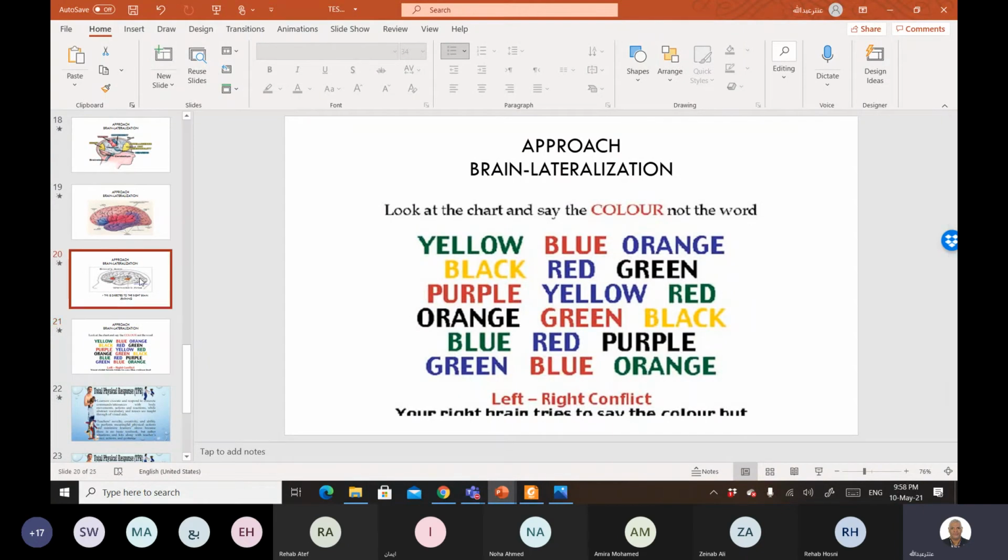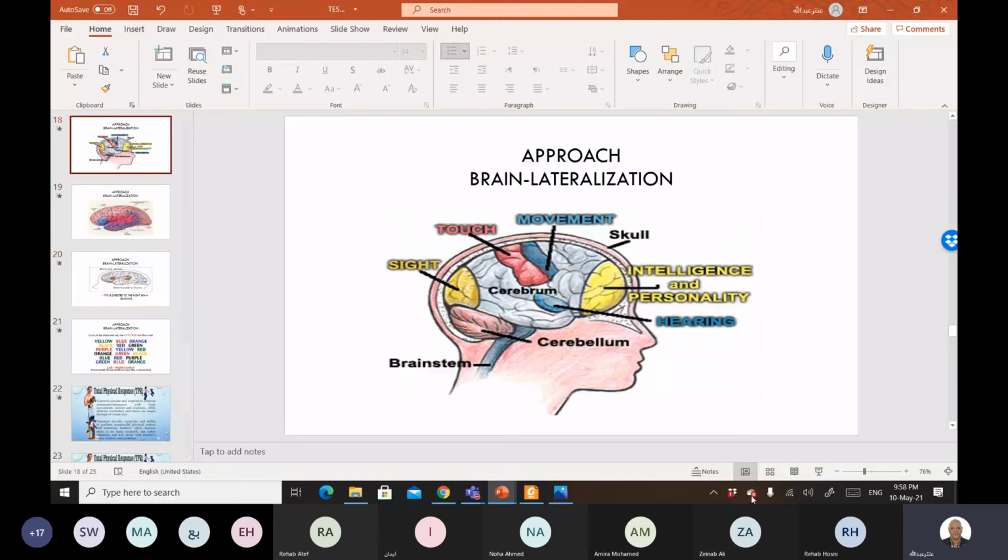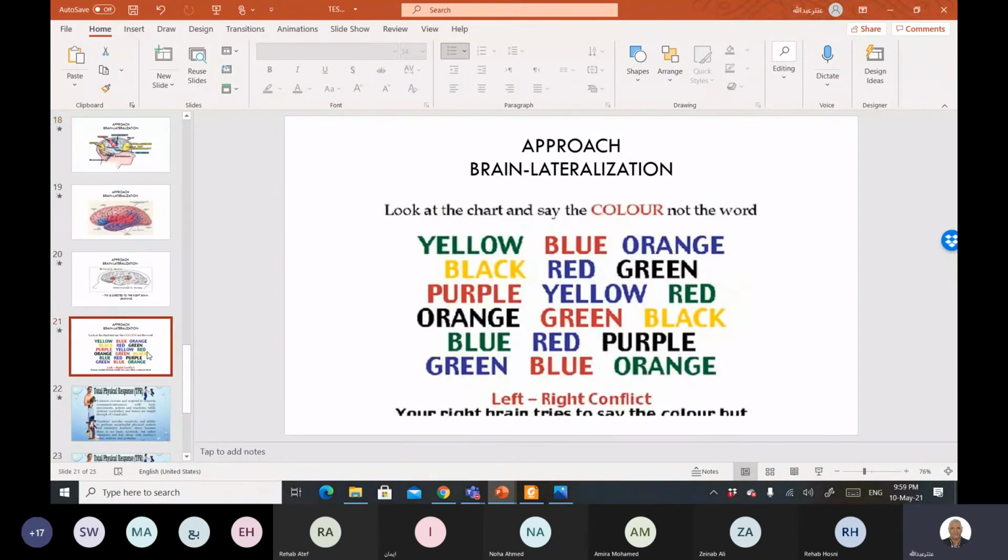But this is just one example of how TPR tried to move from dependency on verbal language exercises on the left hemisphere to the right hemisphere, which has the actions and the colors.